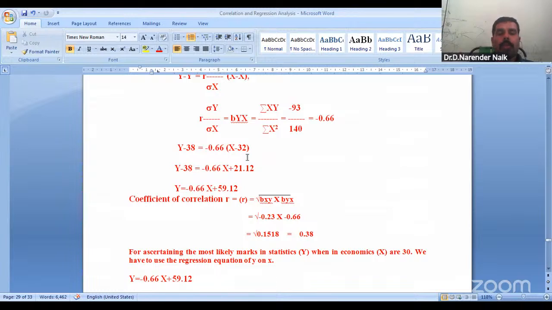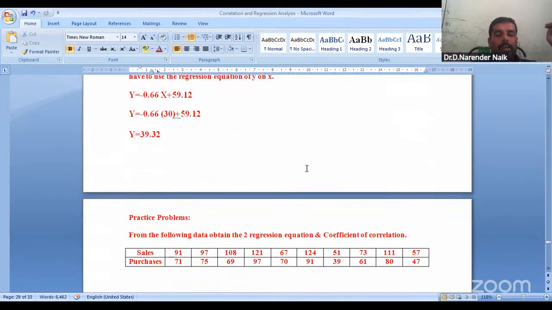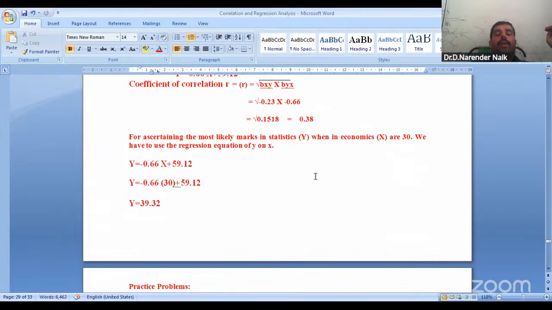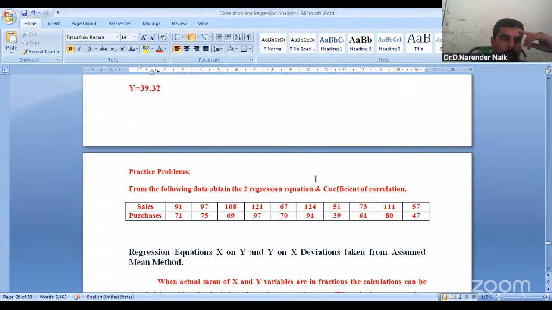So for ascertaining the most likely marks in statistics when the marks in economics are 30, we have to use the regression equation of y on x. In this way we are going to get the remaining value, the next value. This is about the actual mean method problems. So these are the practice problems.